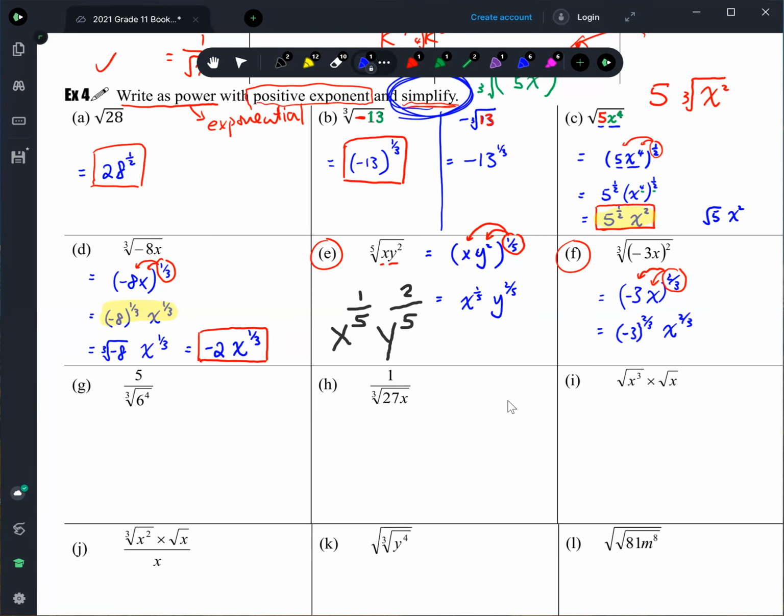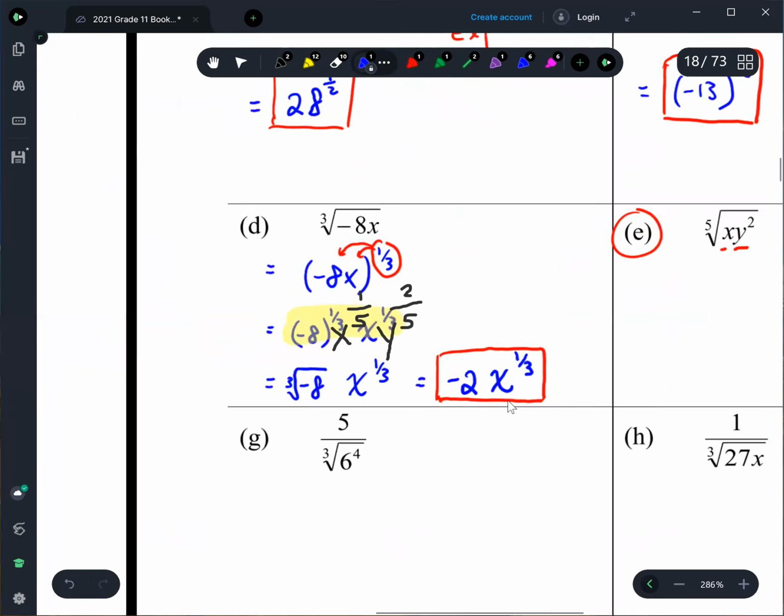Because -3, we can't really do the cube root, right? Because over 3 means cube root. So this one will just stay there. You cannot continue. Different from question D, okay?